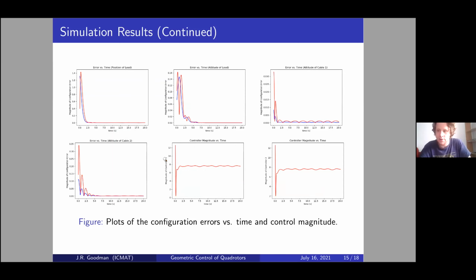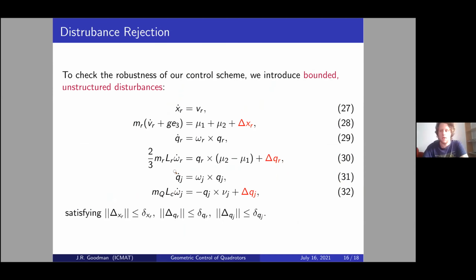The conditions we found using the Schur complements was really just a sufficient condition. So it could be that there exist smaller gains that still make this work, and you can avoid having such dramatic behavior at the onset. And the final step here is to then check the robustness of our control scheme.